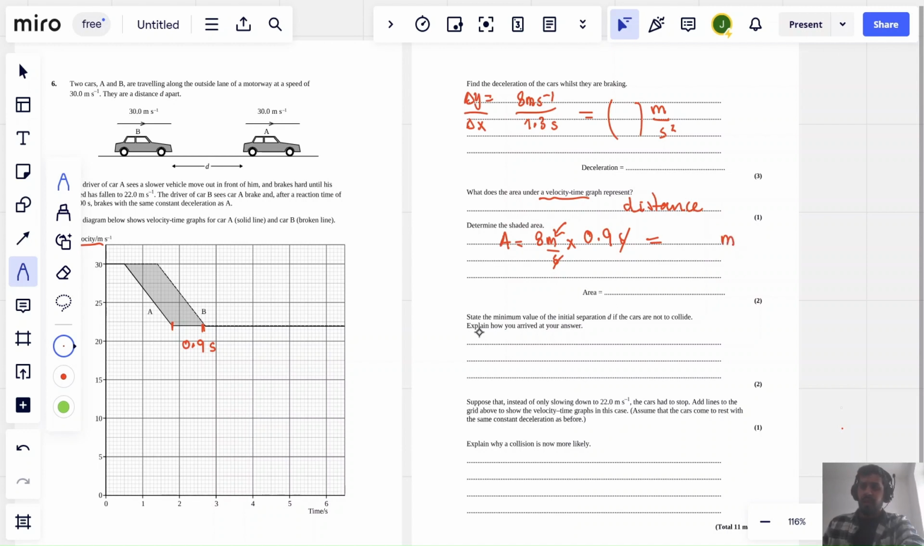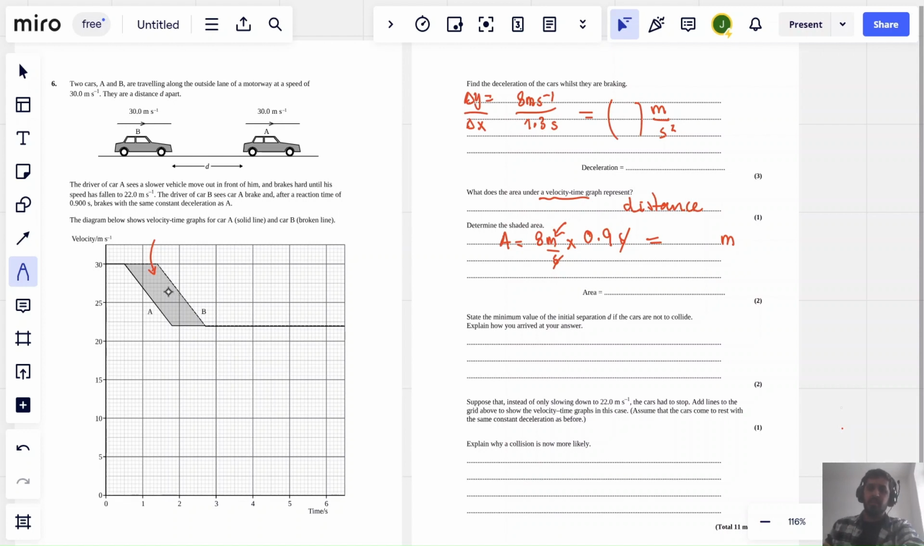Next question is, state the minimum value of the initial separation d if the cars are not to collide. Explain how you arrived at your answer. Now, this is a tricky question and also an important question to understand velocity time graphs. Now, we know that this shaded area is the shaded area for the velocity time graph, and it should represent some distance, but what distance is it representing exactly?